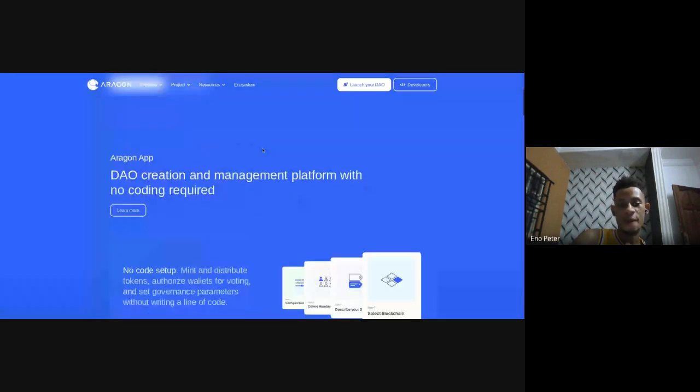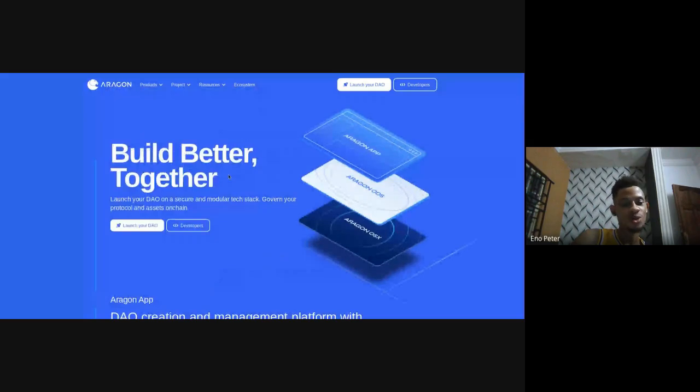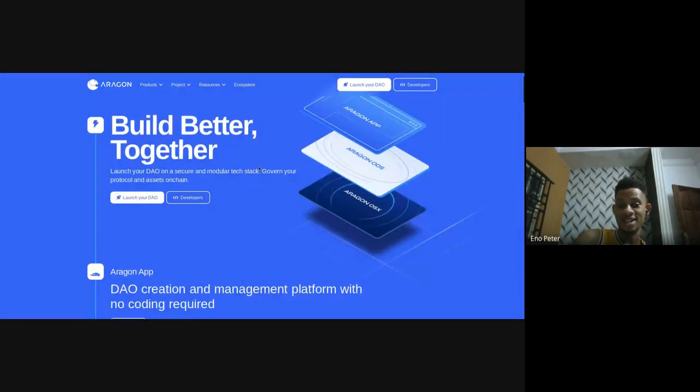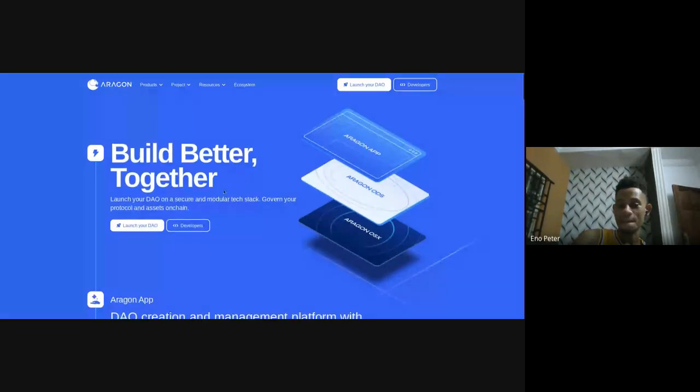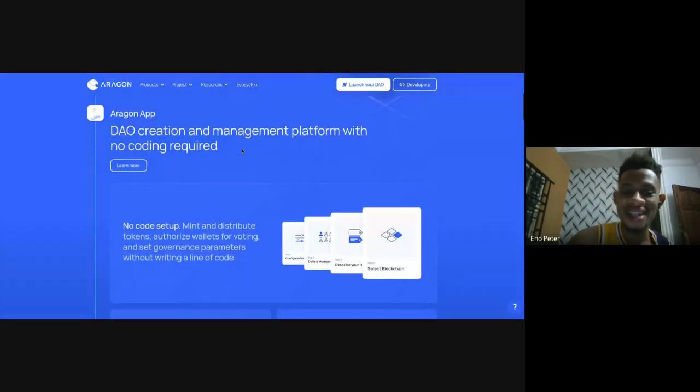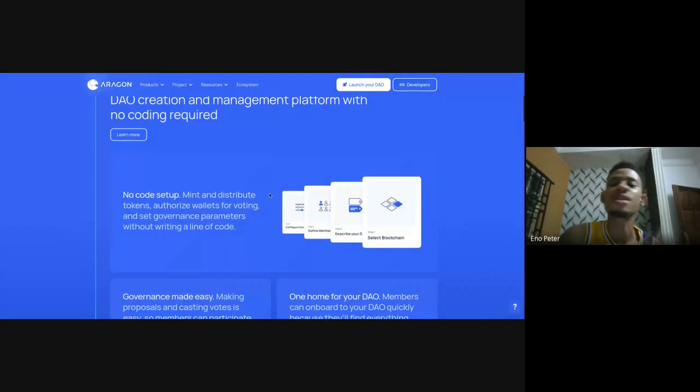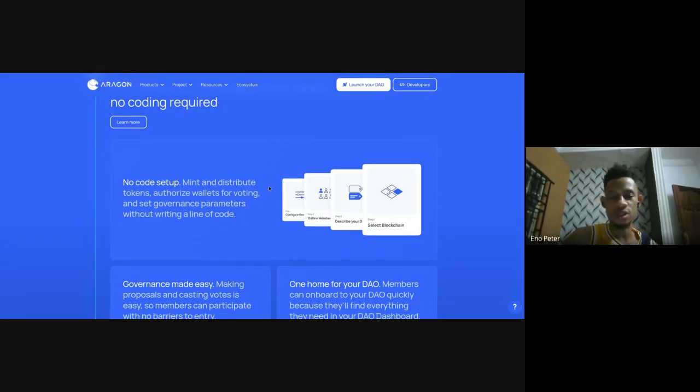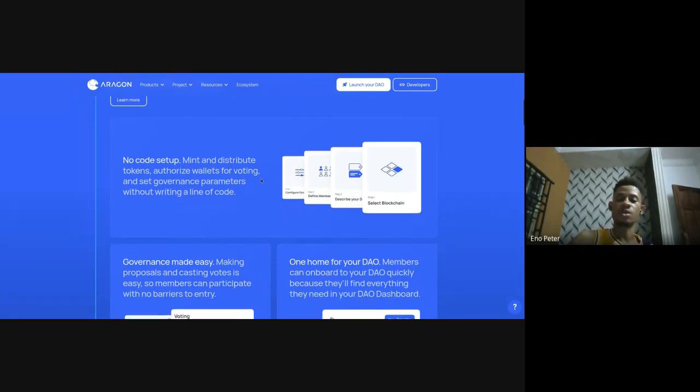These guys help you launch your DAO on a secure and modular tech stack. Basically, it's like React for JavaScript. It's a framework for creating DAOs. And here, this is what I really was trying to pin on. You don't need to know how to actually develop smart contracts. With the way that things are going, everybody is going to be able to code. That's just the truth, whether anyone likes it or not.